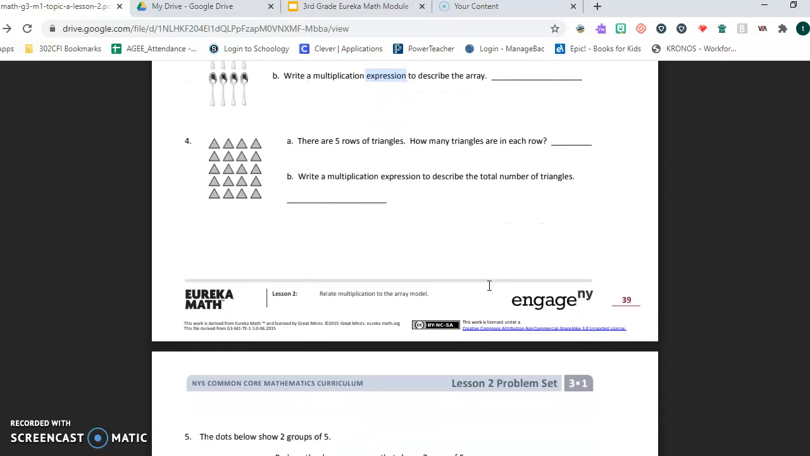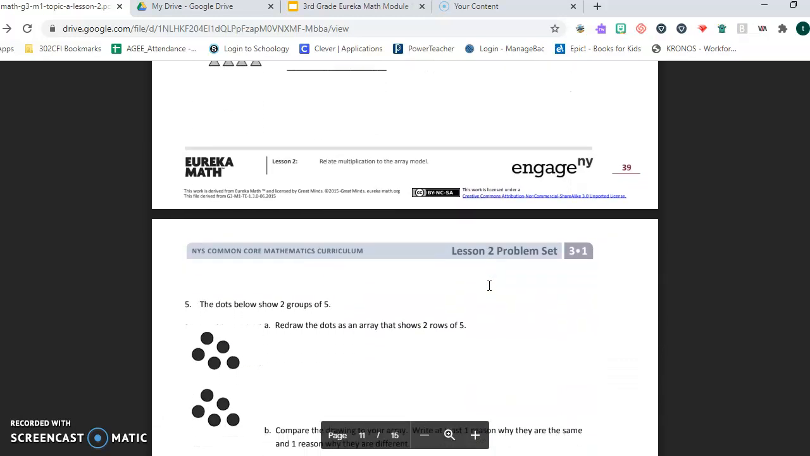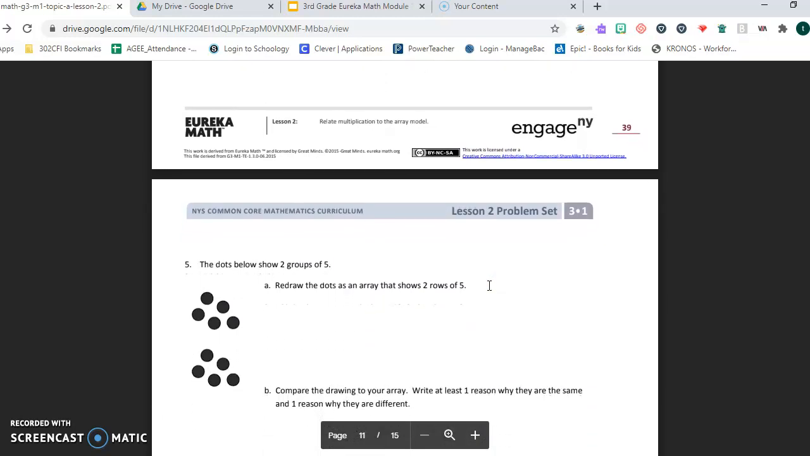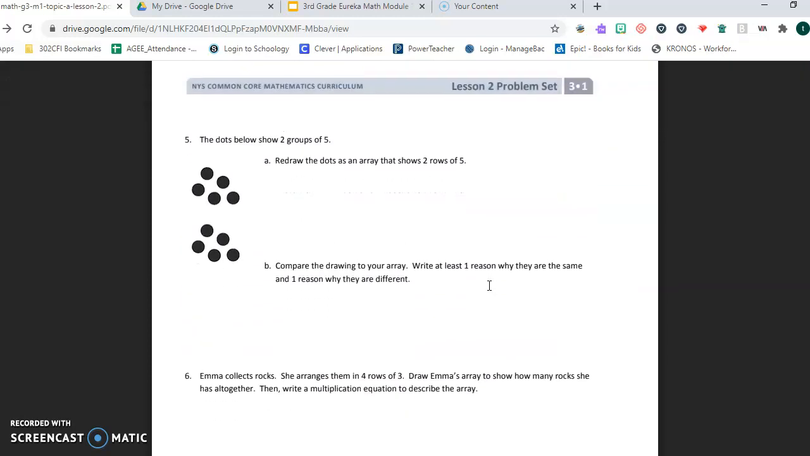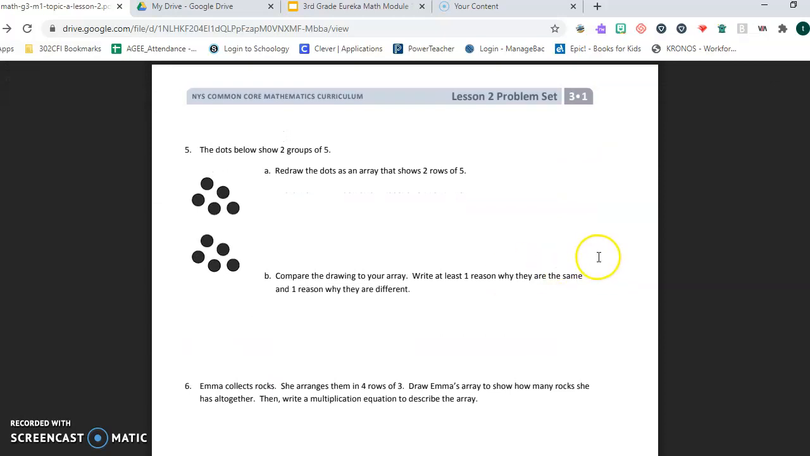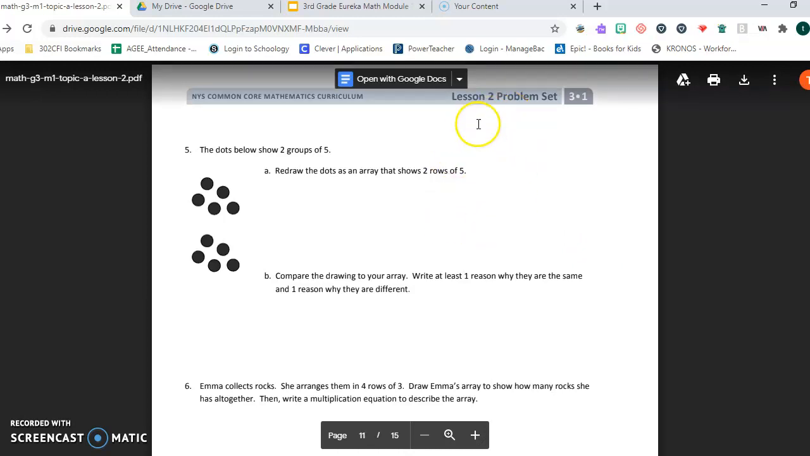Moving on to the next page, and unfortunately I do not have the same workbook as you. I believe that this would be page 5 and then this would be page 6, but sometimes they sneak in a blank page, and it gets my numbering off a little bit. If I had the actual workbook that you had, I could tell you exactly what page you're on, but I think this is probably page 6. The important thing is you're doing lesson 2 problem set here at the top, and it starts with item number 5 here.